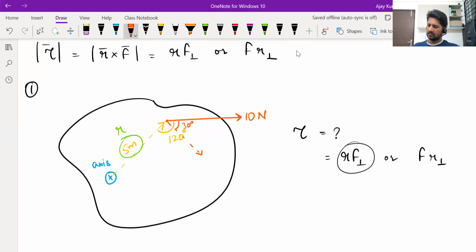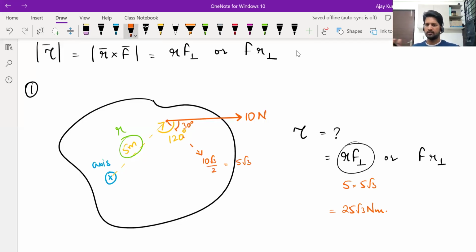What's the component of 10 in this direction? 10 cos 30, 10 root 3 by 2, that is 5 root 3. So r is 5 meters, perpendicular force is 5 root 3 newtons. So the torque becomes 25 root 3 Newton meters. That is if you take r multiplied with F perpendicular.